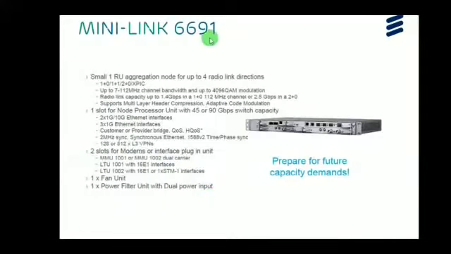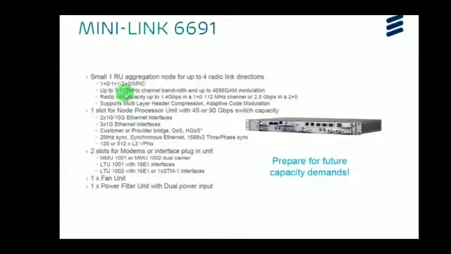Minilink 6691. This is a picture of the 6691 Minilink. It's a 1 RU aggregation node. It supports up to 4 radio links. Each MMU has 2 radio link capability. So in total we have 2 MMU slots, so we can make up to 4 radio link connections. It supports 1 plus 0, 1 plus 1, or 2 plus 0 with XPIC configuration.